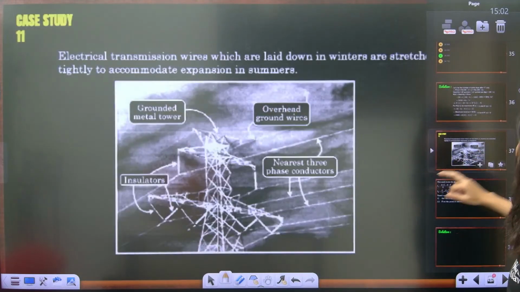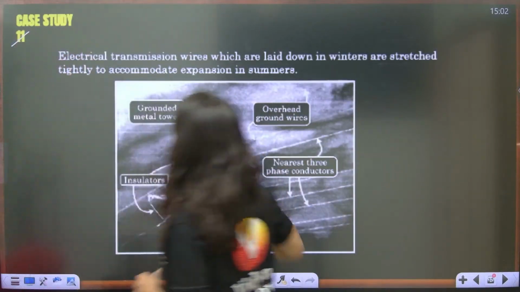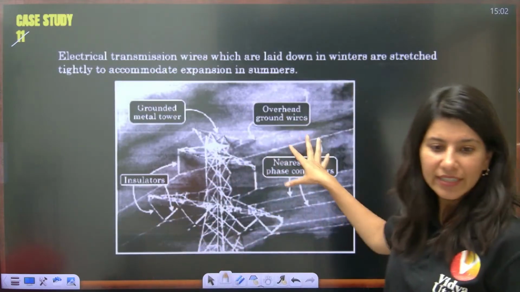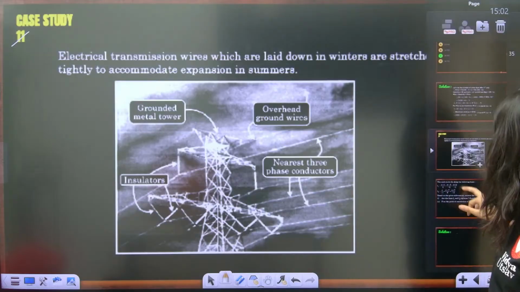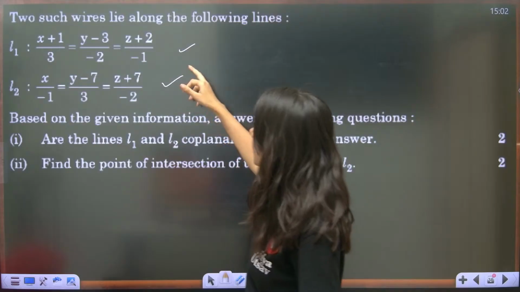Now one case study based question I am giving you as homework. There are two case study based questions as homework. One is from 3D geometry. I am going to give you a brief. This is line number 1 and this is line number 2.